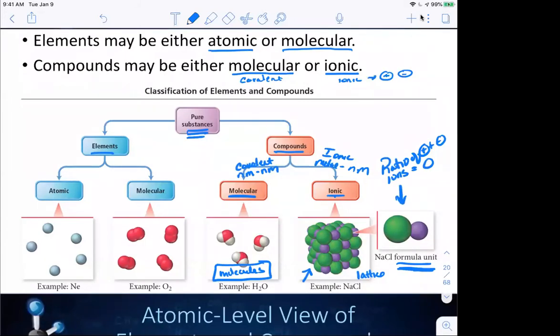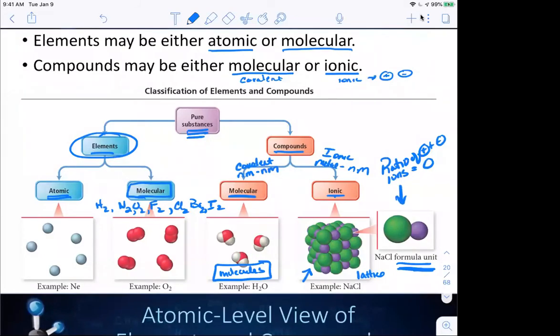crystal lattice. When I look at elements, these are what we're usually used to seeing. I could have a helium atom, I could have a carbon atom, I could have something like that. But there are molecular elements, and there are 7 of those. You want to know these. So it's hydrogen, nitrogen, oxygen, fluorine, chlorine, bromine, iodine. 1, 2, 3, 4, 5, 6, 7.